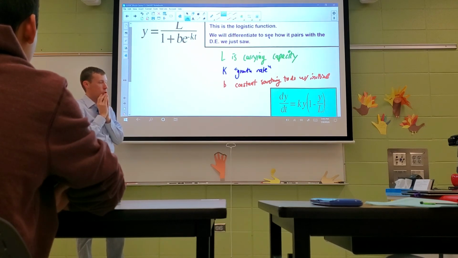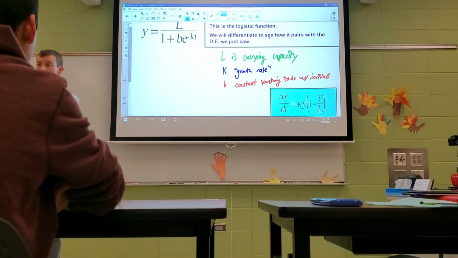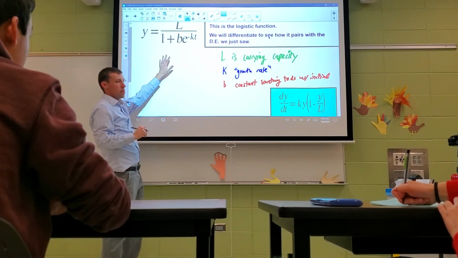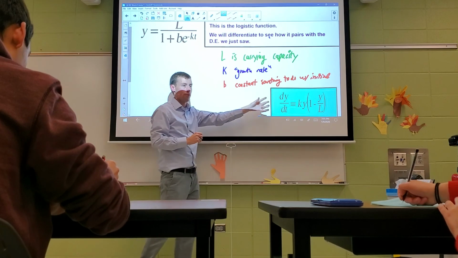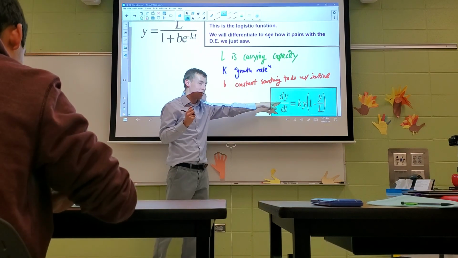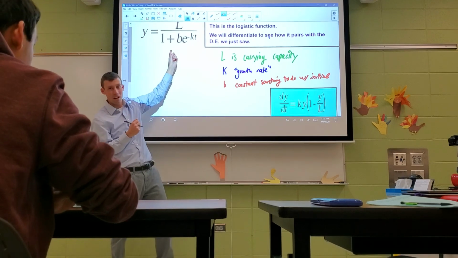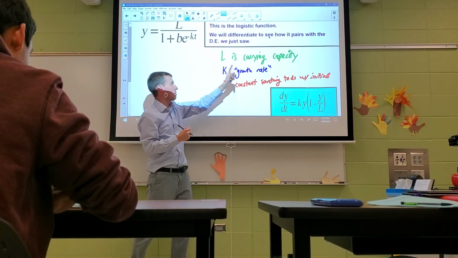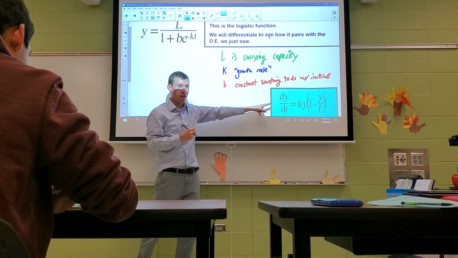I am going to show you why you need to memorize this. Unlike the normal exponential ones, where you could just separate the variables and integrate and it's pretty easy, this is not going to be that easy. So how could I convince you that this was the solution to this differential equation? I really have two options. I could integrate this and show I get this, or I could differentiate this and show I get this. I'm going to differentiate this and show I get this.